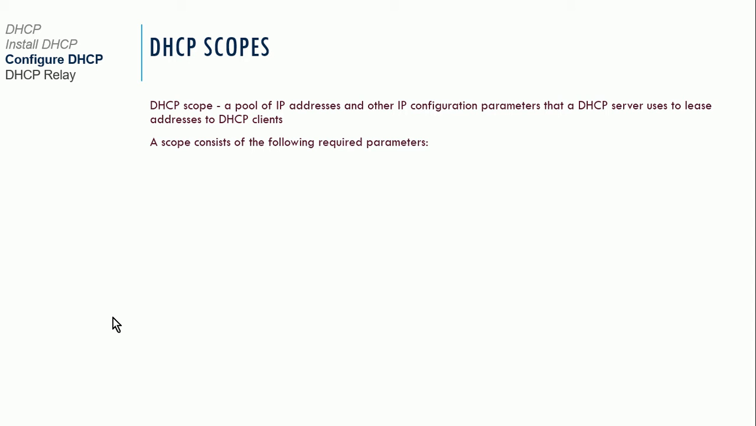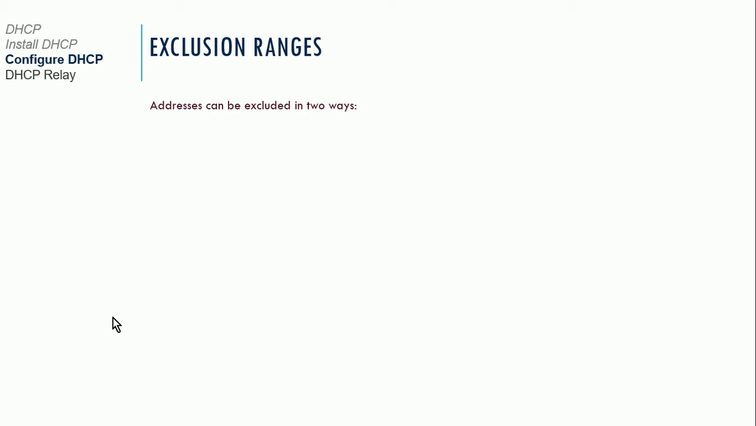A scope consists of the following required parameters. A scope name, so you have to have a name for the scope. The start and end IP addresses in a range. Usually your scope is going to be a range with a start and an end. There'll be a prefix length or a subnet mask, and a lease duration, in other words, what's the default length of the lease that you're going to use.